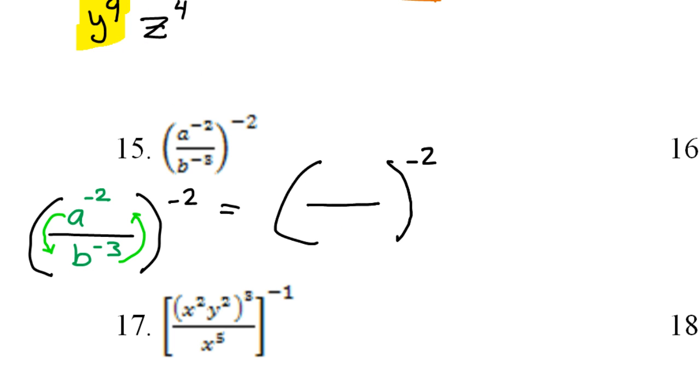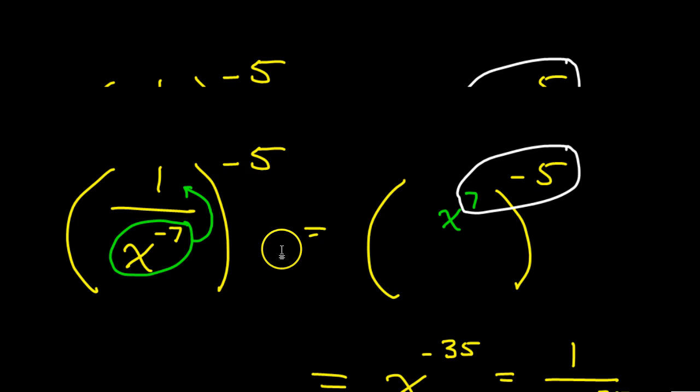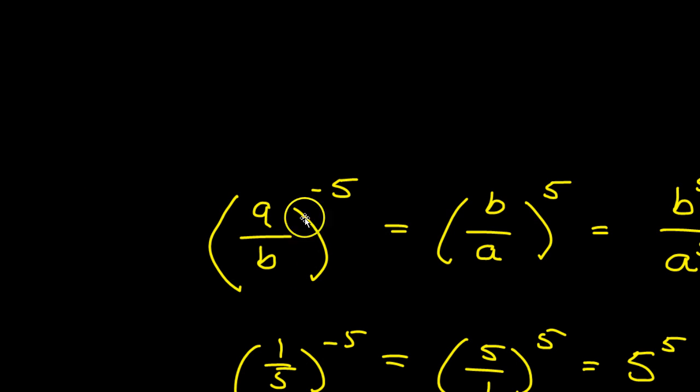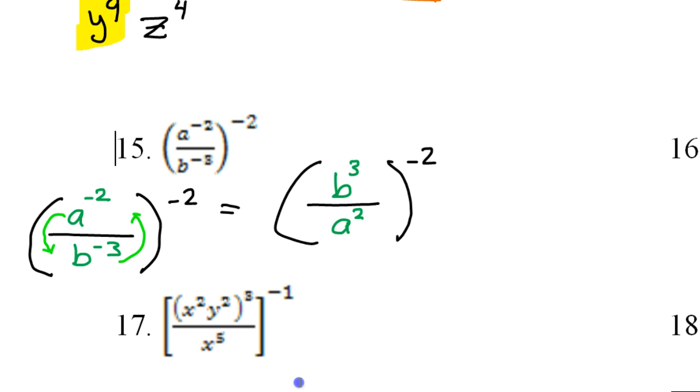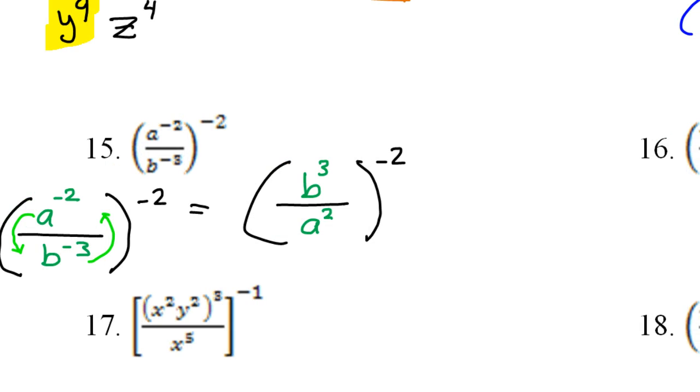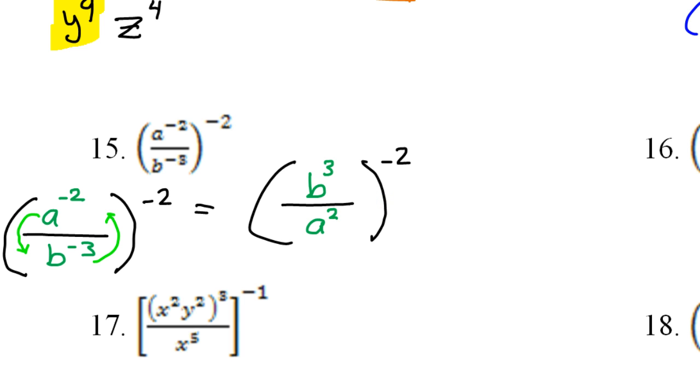So if I make these reversals as discussed, then the b will come up, so I'll have b to the 3rd power in the numerator. The a comes down, so I'll have a squared in the denominator. Now, like I said before, when you have a negative power on a fraction, the easiest thing to do is to take the reciprocal and make it positive. It's not the only way, but it's my favorite way. So that's what I would do right now.